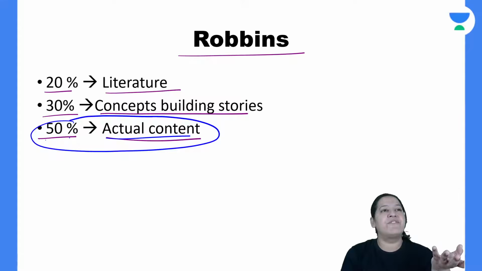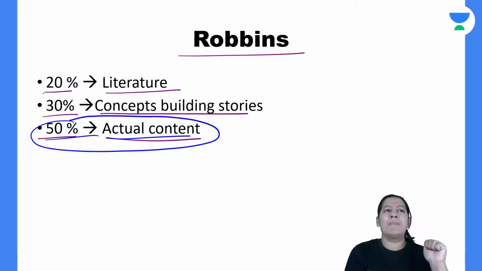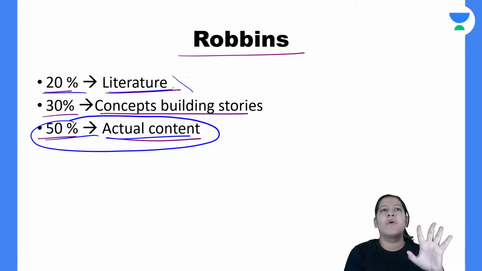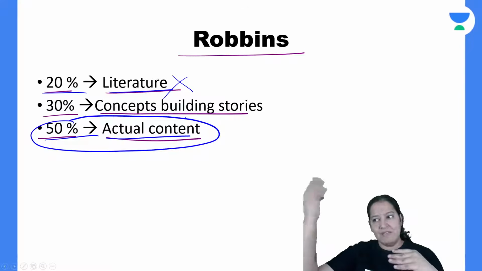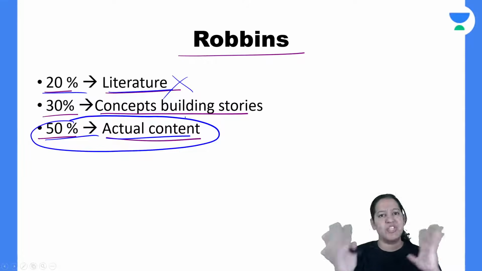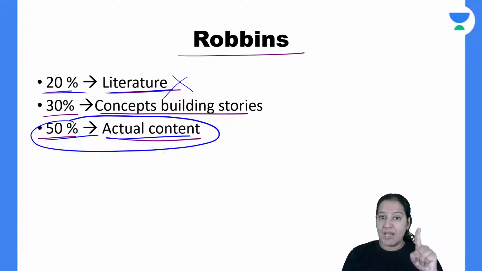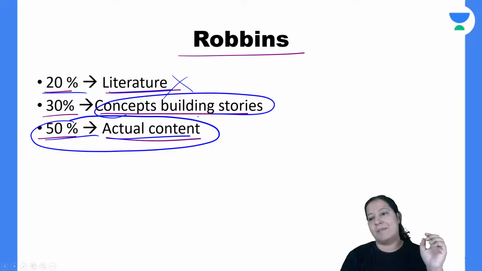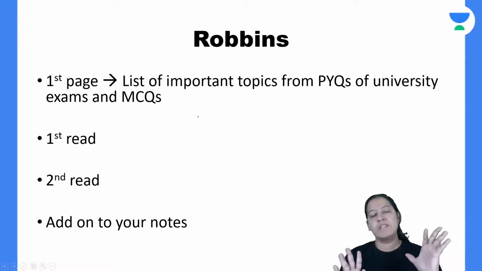So half of the work, 50% of the work is done. This 20% literature, you have to read it once, but it is not really very important. So previously what was happening, now what is happening. This literature portion you can skip. The only thing you have to read in Robbins now is concept building stories. You have to build your concepts. Have you got it?